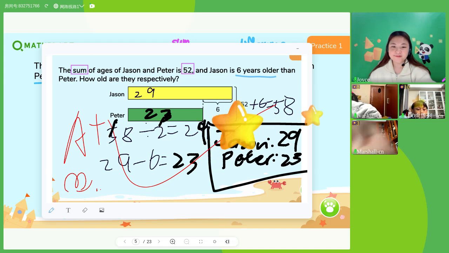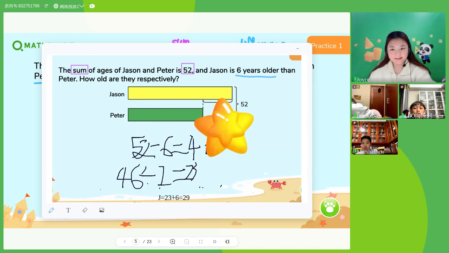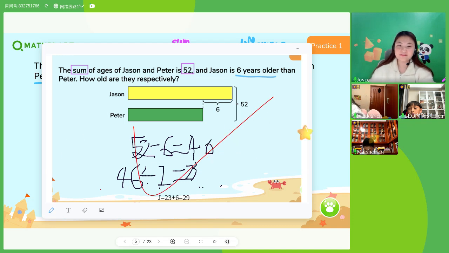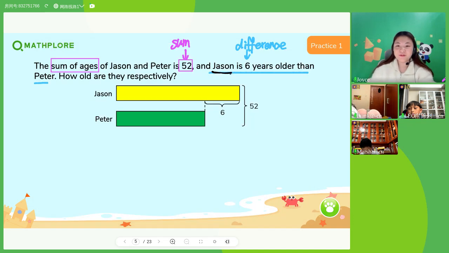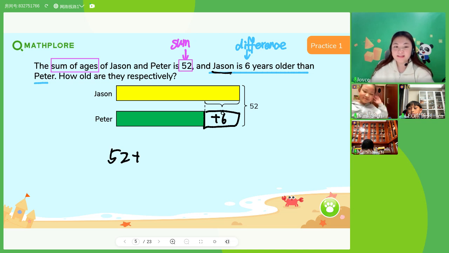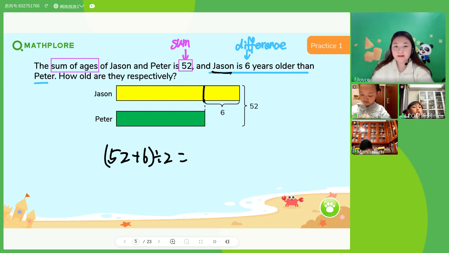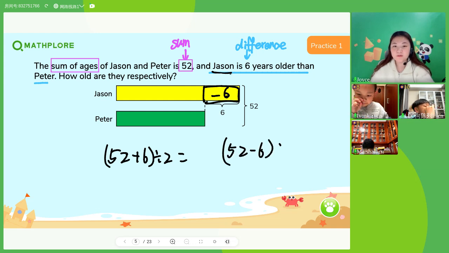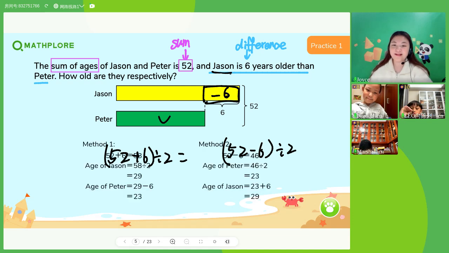What about you, Marshall? Okay, great. That's absolutely correct. So you guys are so good with this part. We have 2 ways, right? If you want to find the older person's age, like Jason's age, we just try to plus 6 for Peter. Then we use 52 plus 6, and then we just try to divide it by 2. That's how we find out the age of Jason, right? Or if we want to find the younger person's age, just try to minus 6 for Jason. Like we use 52 minus 6 first, and then we divide it by 2. That's how we figure out Peter's age, right? So 2 ways all make sense. Just use the way you like.